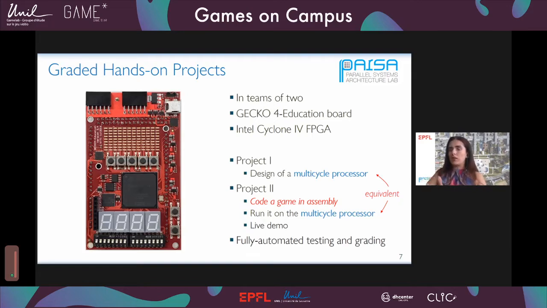There are two hands-on projects. Always, the first one is essentially to have them design a multi-cycle processor by themselves. And the second project is to code a game, one retro game, obviously, in assembly and run it on that multi-cycle processor that they have implemented previously. On top of it, we ask them also to do a live demonstration of their game. These two projects are graded in a fully automated fashion.